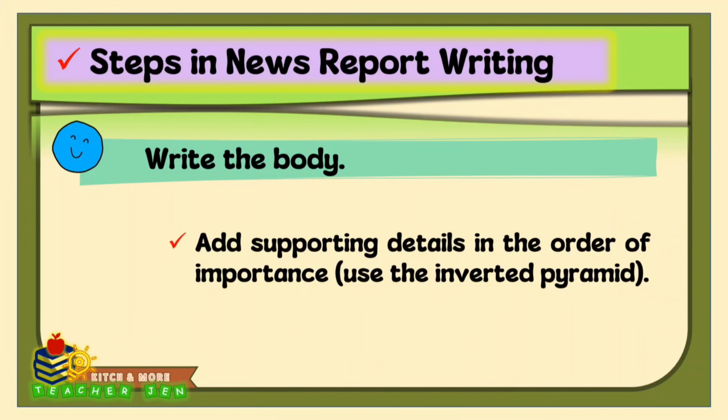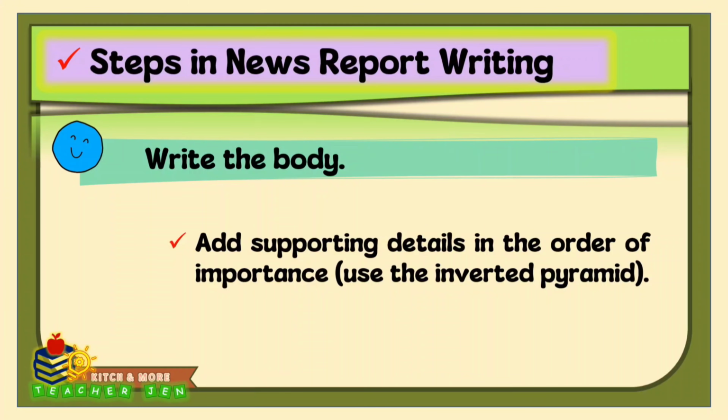Next, write the body. In the body of your news report, provide supporting details that add depth to your story. Organize the information in the order of importance, starting with the most crucial facts. Use the inverted pyramid style where the most critical details come first, followed by less important facts.